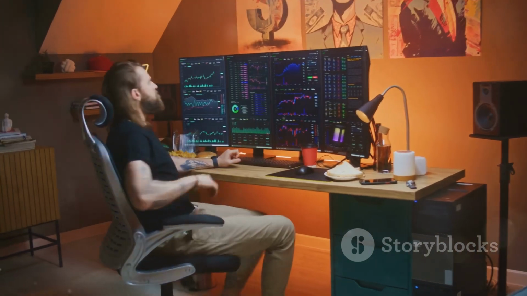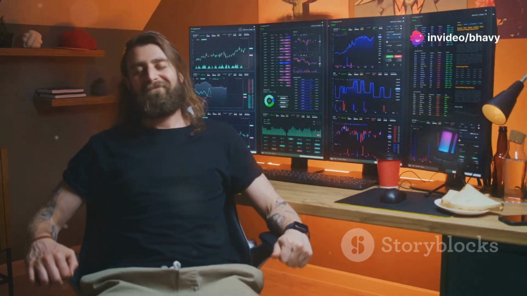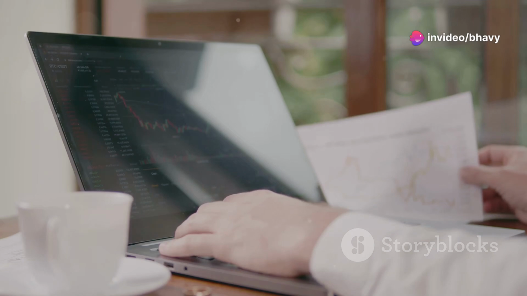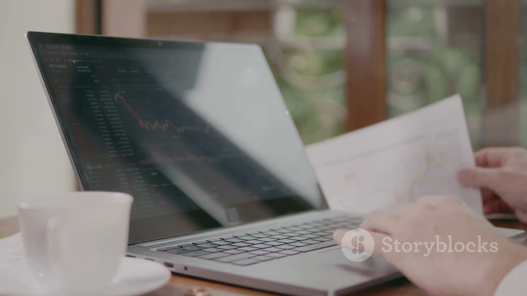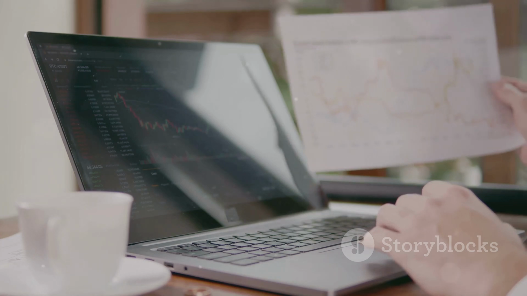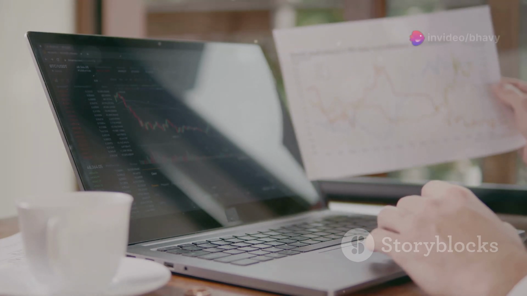Analyzing candlestick patterns on multiple time frames can provide a more comprehensive view of the market and improve the accuracy of your trading decisions. Keep a trading journal. Recording your trades, including your rationale for entering and exiting positions, can help you identify patterns in your trading behavior and improve your overall performance.